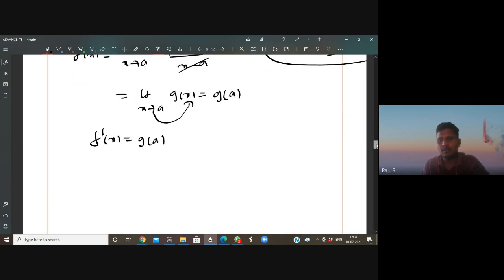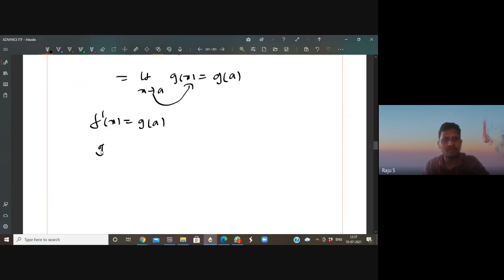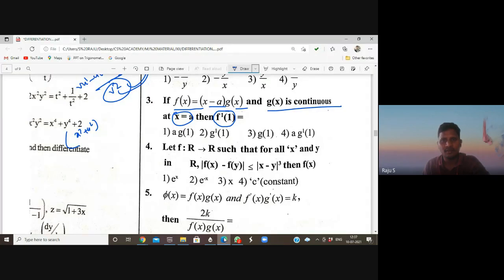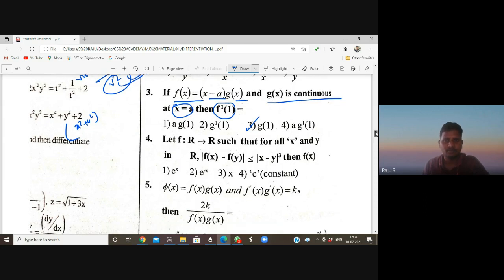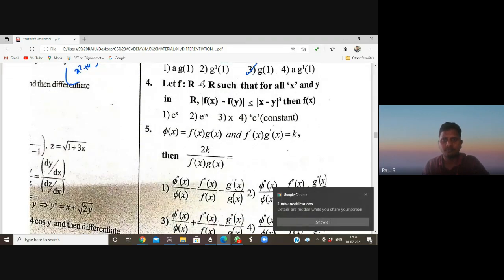Then what is f dash of 1? F dash of 1 is g of 1. That's all. Okay, that's all. Next, the fourth one.